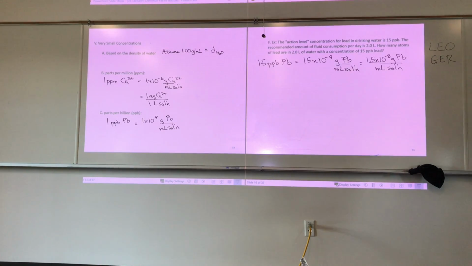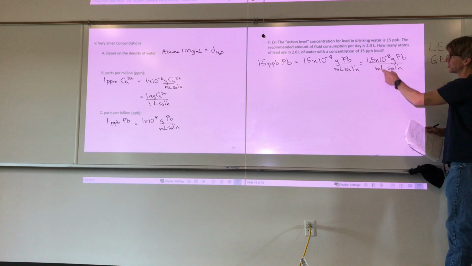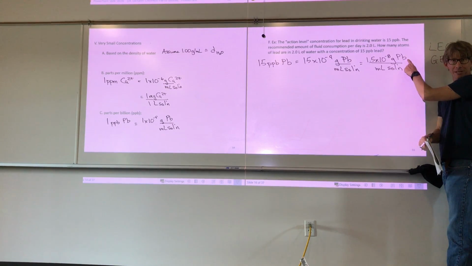Because parts per million and parts per billion are conversion factors. They're units of concentration, and units of concentration, like moles per liter molarity, allow you to take a volume of solution and turn it into a number of moles. This one will allow us to take a volume of solution and turn it into grams. So it is also a concentration.